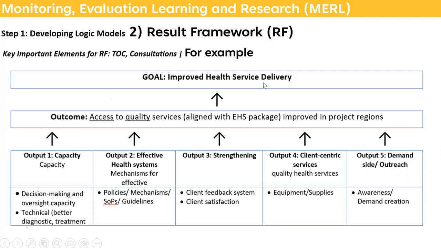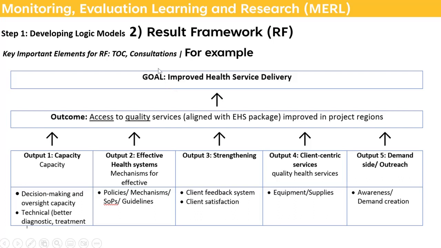This is just an example. So this is basically a results framework which shows you what your outputs are, how they will contribute to the outcome, and how that outcome will contribute to the goal overall. And this is also based on the ToC, from where you have extracted the information of the barriers or the drivers of change, and for those drivers and those barriers, you develop the outputs and then the outcome and then the goal. So this is basically a results framework example.